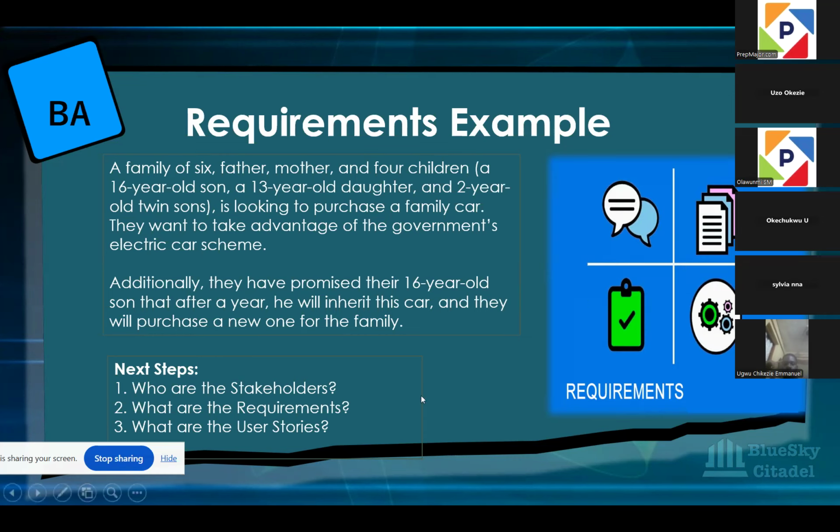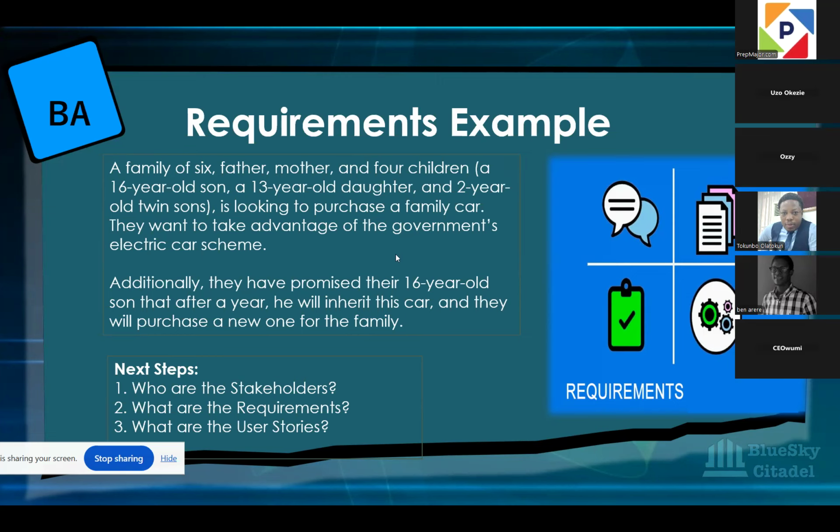Now, can you tell me who the stakeholders are in this quick scenario? You can unmute and just yell out the names based on what I've just told you. Can you identify who the stakeholders are? Anyone? I think the whole family. The family? The child that wants to get the car. Yeah, so the 16-year-old son is a stakeholder. Awesome. Who else is a stakeholder?